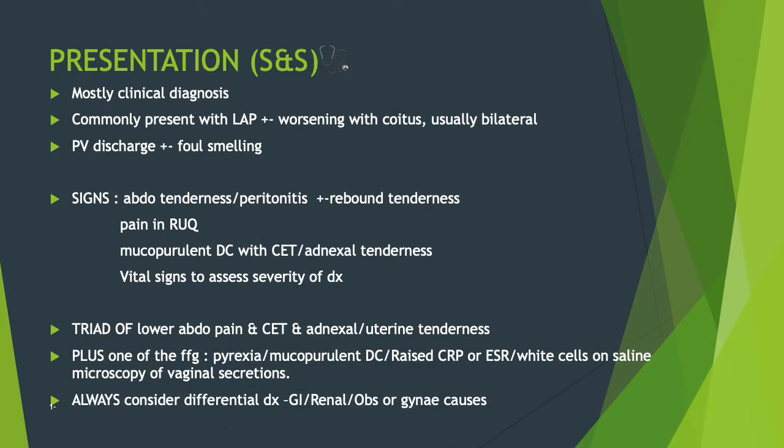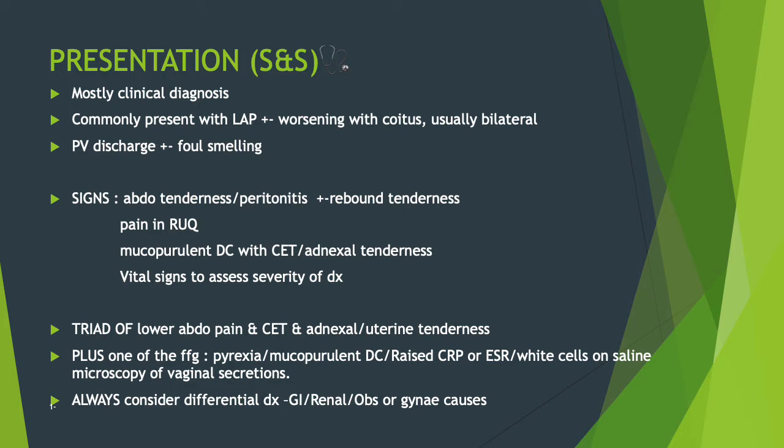The presentation of pelvic inflammatory disease can be wide and varied. However, it is to note that it's mostly a clinical diagnosis. These patients present with lower abdominal pain that normally worsens with coitus, is usually bilateral and of acute onset. There may or may not be a vaginal discharge, which may or may not be foul smelling. The foul smell is also unfortunately subjective, but as gynecologists, I think we can identify it.